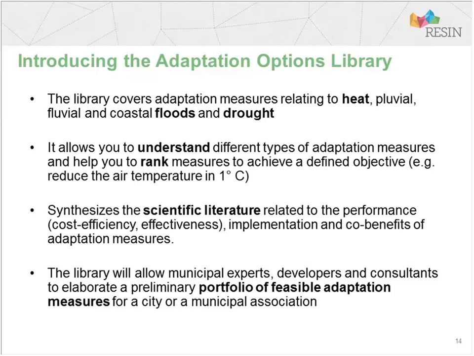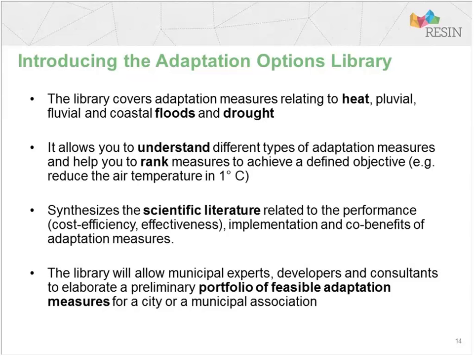Because, as you will see in the following slide, the library somehow synthesizes the scientific literature. Behind it there are a lot of papers and scientific literature which have been reviewed and summarized by other partners, and Siemens developed all the functionality and the web-based platform. In summary, the library covers adaptation measures related to heat. Different kinds of floods are also covered, like pluvial, fluvial, and coastal, and drought is also considered in this library.